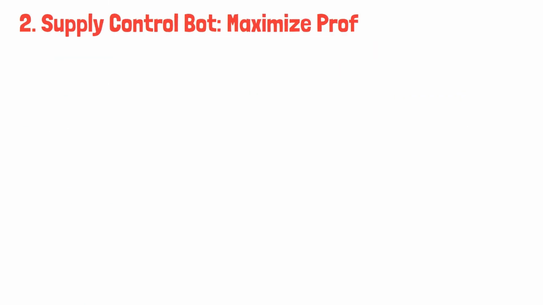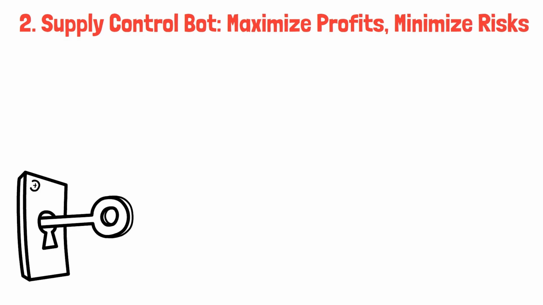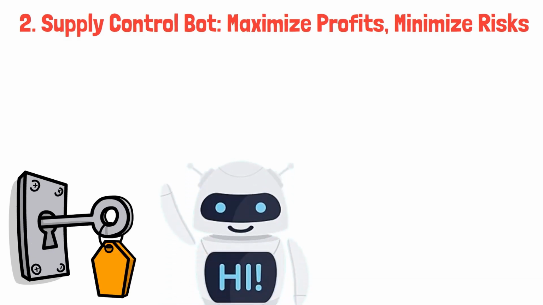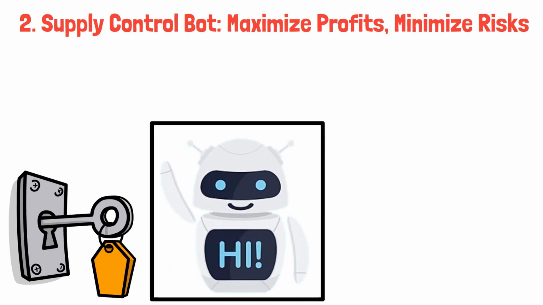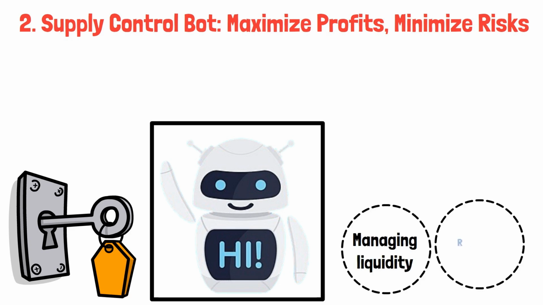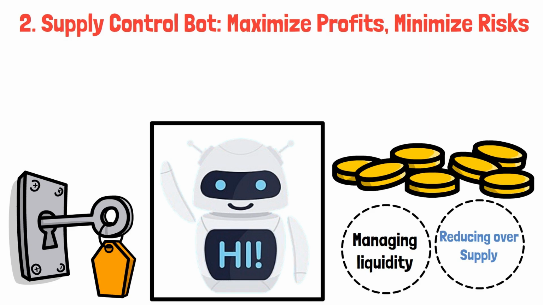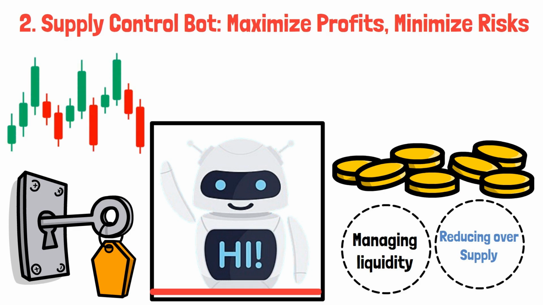Number 2. Supply Control Bot. Maximize profits, minimize risks. Visibility is key, but so is market control. Enter the Supply Control Bot, a must-have tool for developers serious about managing liquidity, reducing oversupply, and stabilizing their token's market presence. With this bot, you can distribute tokens across multiple wallets effortlessly and execute trades with ease and precision.